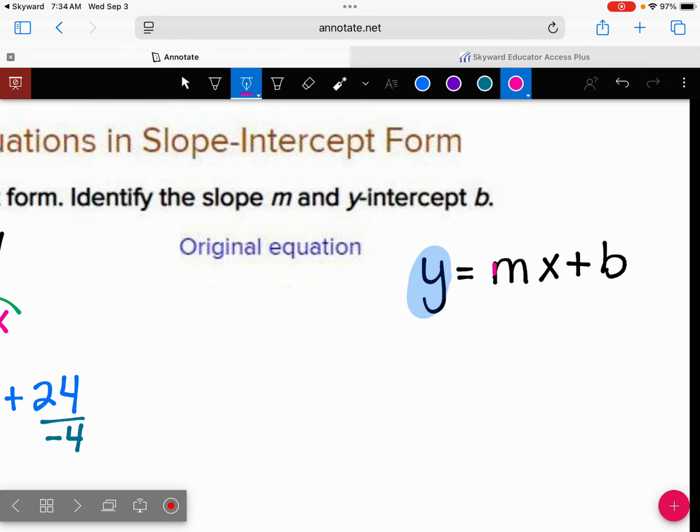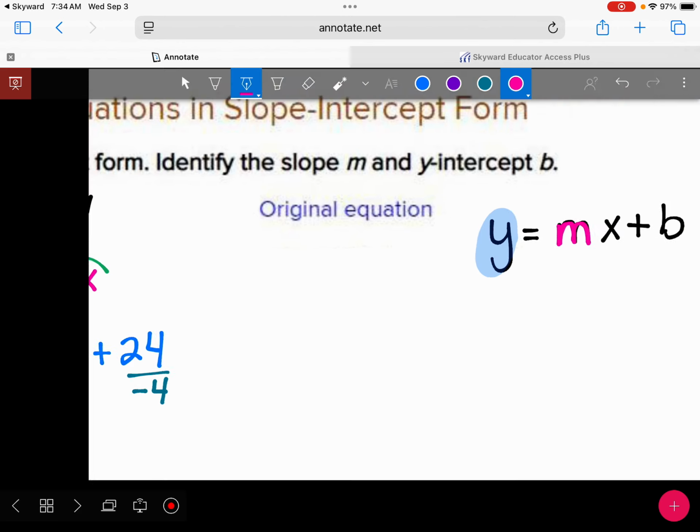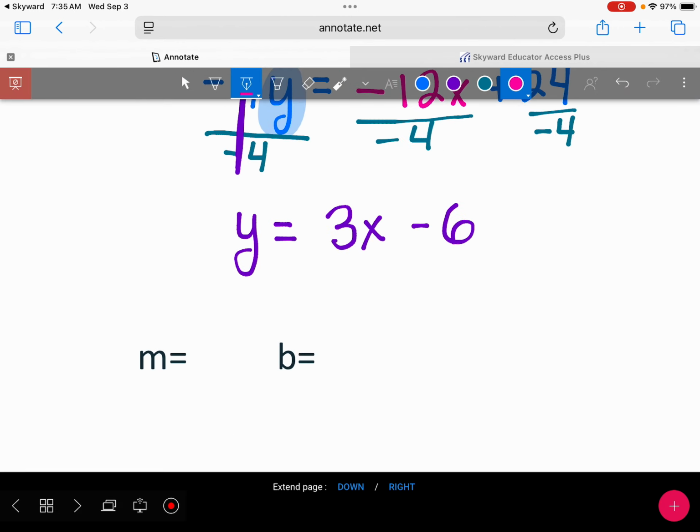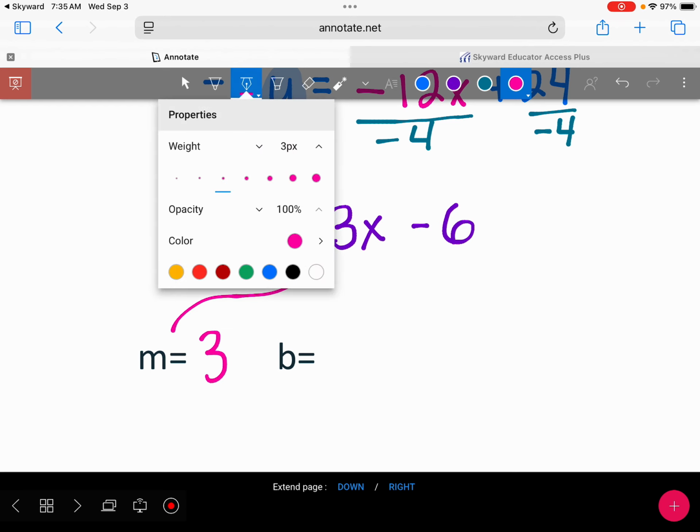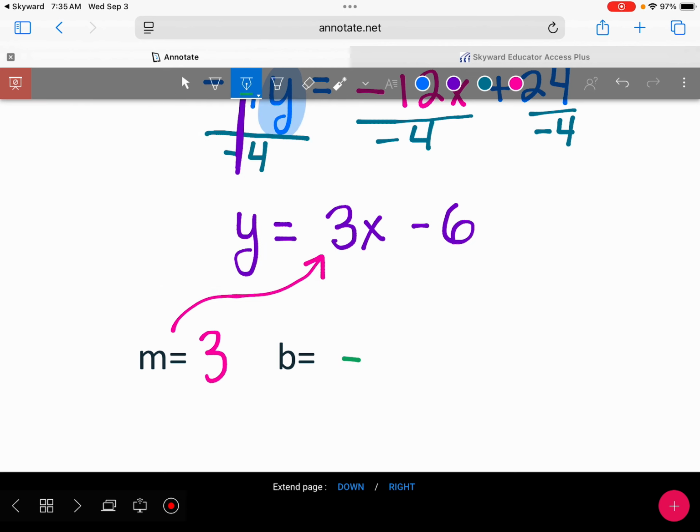M is always going to be the number multiplied against our x. So since we have 3x, our m is going to be 3. So our slope is 3. What's our b? -6. That's that y-intercept. Our b is -6. That's this guy over here.